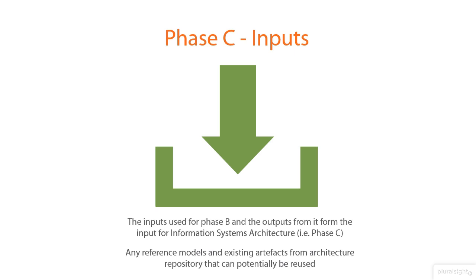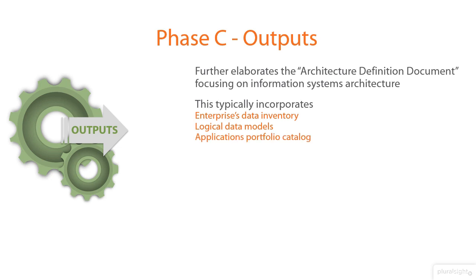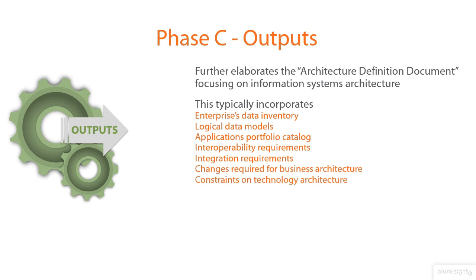The output from this phase will further flesh out the architecture definition document with applications and data architecture building blocks, elaborating on the current and target architectures and gaps that exist. Typically, this leads to creation of the enterprise's data inventory, logical data models, applications portfolio catalog, interoperability requirements, integration requirements, areas where business architecture need to change to accommodate data or applications architecture requirements, constraints that would be applicable for technology architecture, and so forth.